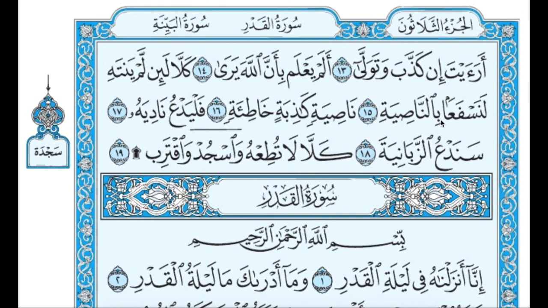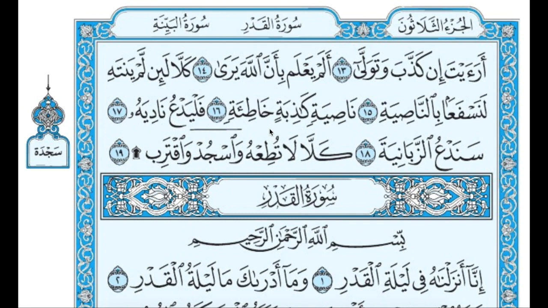La nasfa'an bin nasiyah. It's called iqlab, which we'll study in tajweed. Again, this is just a little foreshadowing for you. La nasfa'an bin nasiyah. An-nasiyah. Okay? The forelock. In other words, that hair that's in the front of the head.